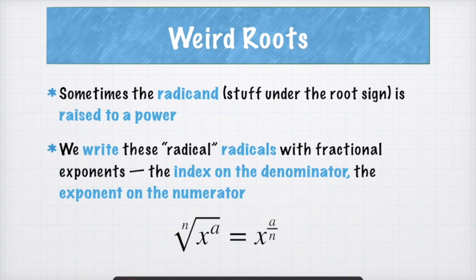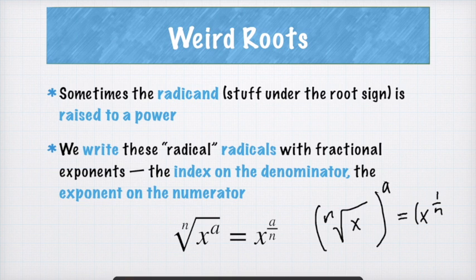This would also be the same thing if we said, if we were to ask for the nth root of x and then we raised it to the a power, we'd still get the same thing. We'd get x to the 1 over n raised to the a. And what happens with that is we use our power to a power, which means that you multiply it in. So you just get x to the a over n power.